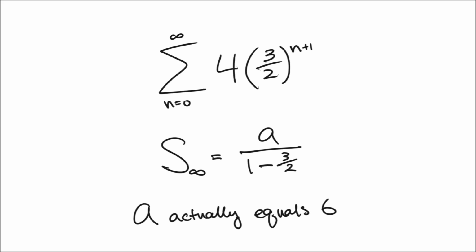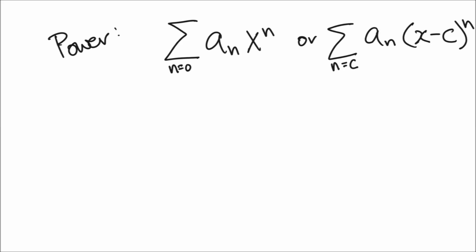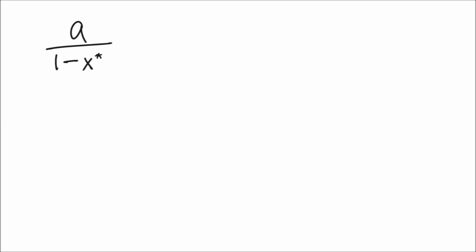And then remember, a power series is an infinite polynomial represented by sigma a sub n x to the n when centered at 0, or a sub n times x minus c to the n when centered at c. Polynomials can be converted into a power series through the similar form of a over 1 minus r.